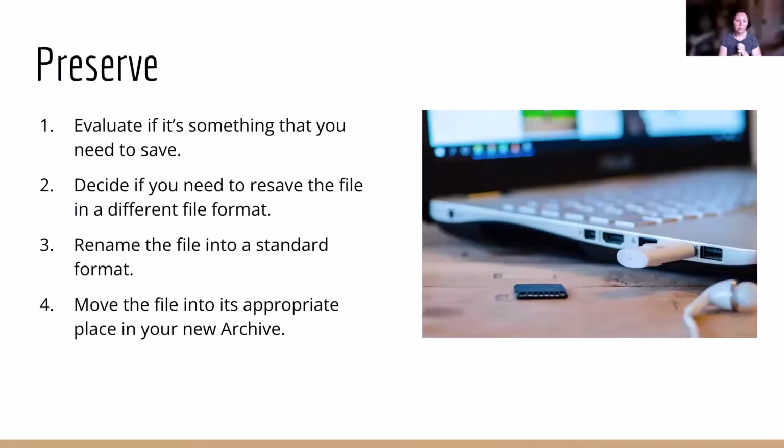So once you have it all set up, now it's time to actually fill it with all of those files that are all over the place. So during this step, there's four main things you're going to be doing for each file that you're looking at. So you're going to evaluate it and see if it's something that you need to save. Decide if you need to resave the file in a different file format. So evaluate the file format, rename it into a standard format. We'll talk about that in a minute, and move the file into its appropriate place in your new archive. So move it into those folders that we just created.